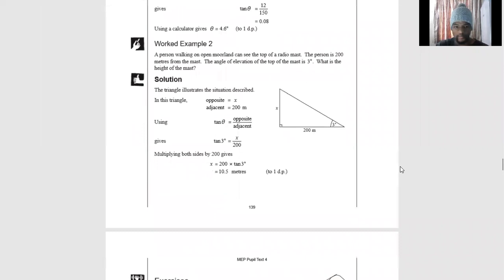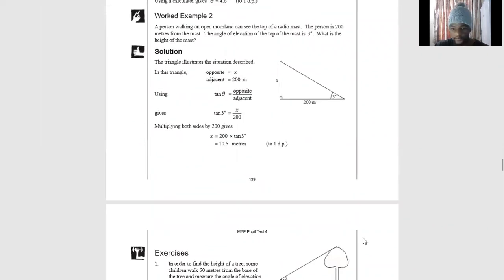So example number 2, they say that okay, a person walking on open moorland can see the top of a radio mast, right? So this already is an angle of elevation. Why? Because the person is walking straight away on something that is horizontal, and then can see the top. So the clue is always in the statement. Can see the top, right? So he's here, can see something there. So already his eyes are looking here, and then he had to elevate them to see something at the top. So this is an angle of elevation before I can even finish reading the statement.